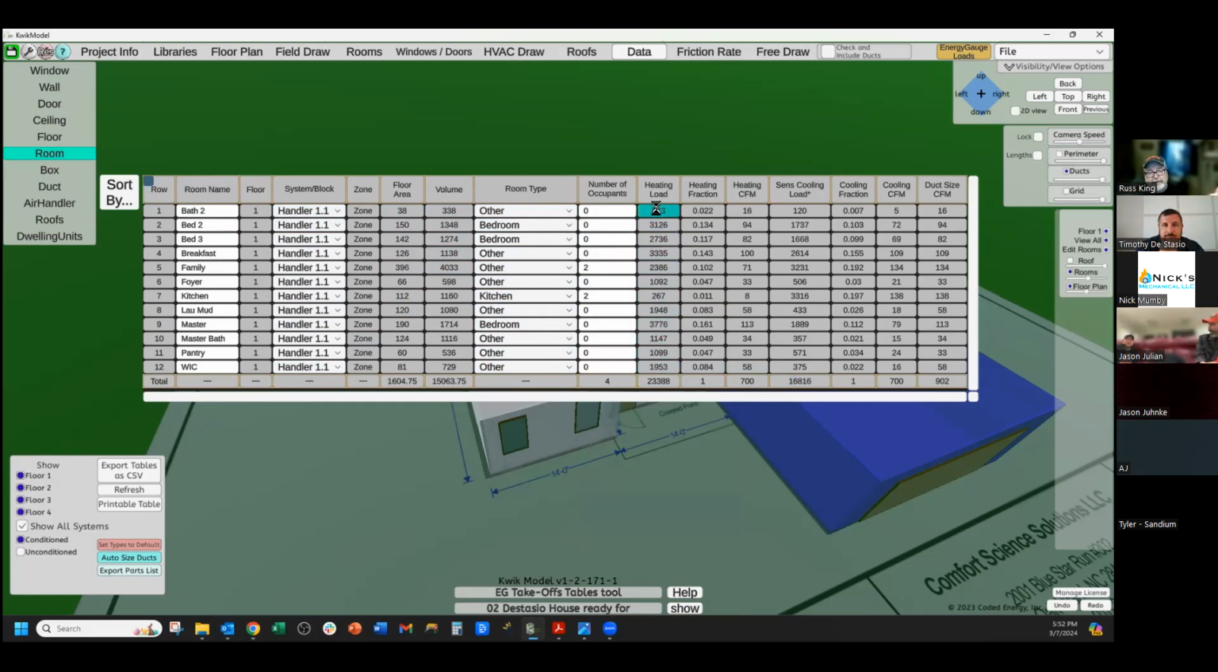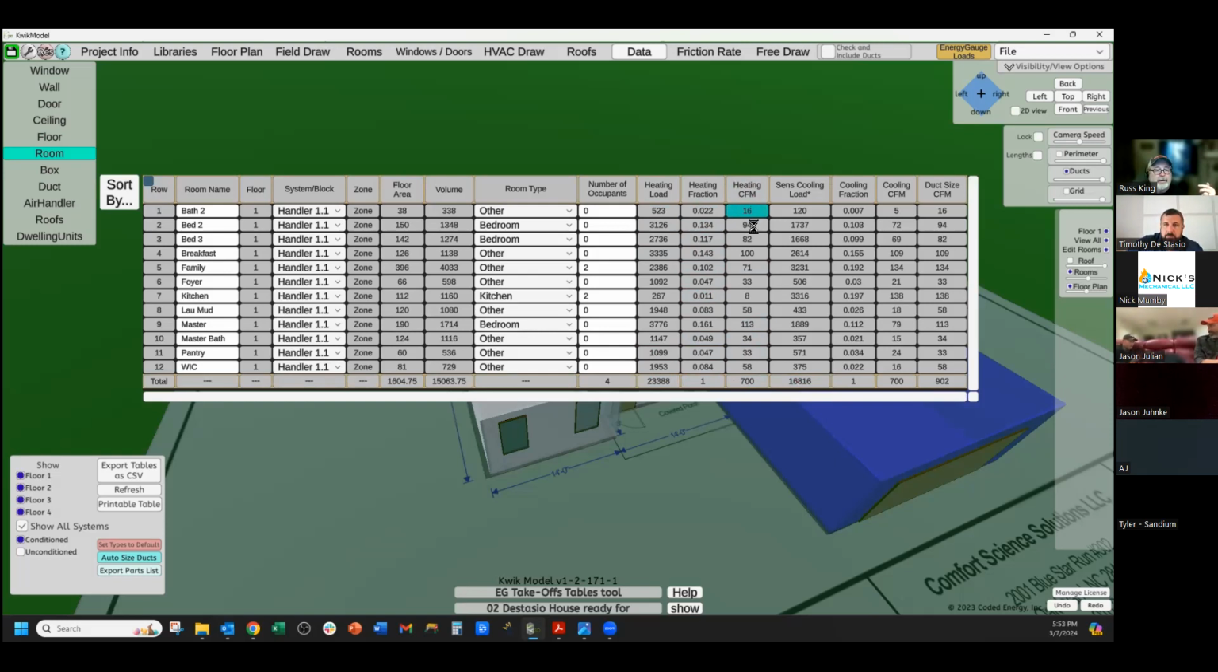And what it does is it takes the room load, divides it by the total load, and then gives what's called a fraction. And basically what this is saying, you see the 0.022, that this bathroom is 2.2% of the total load. And these all add up to 1. So it does that for heating. It does the same thing for cooling. And then it uses that number to determine the airflow to each room. So if you take 700 CFM, you take 0.022, that winds up being 16 CFM.